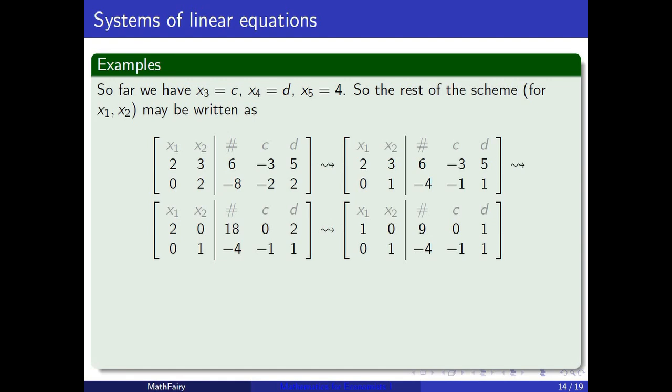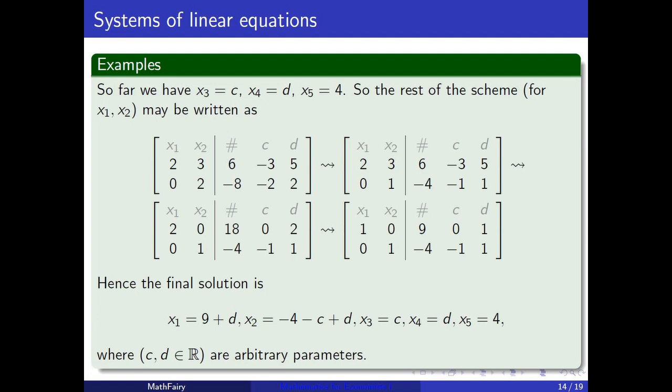And then using that 1 as a pivot element and subtracting 3 times the second row from the first row, we get rid of that 3 as well, leaving us with the coefficient matrix on the bottom left. And finally, we can divide the first row by 2, giving us a 1, 0, 0, 1 on the left-hand side, and a bunch of numbers on the right-hand side.